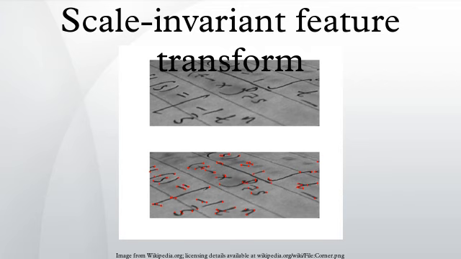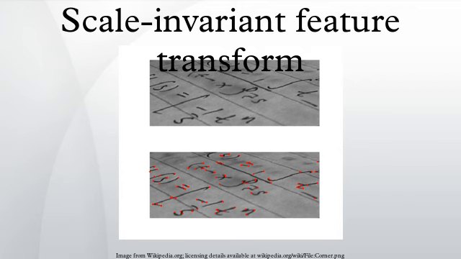The determination of consistent clusters is performed rapidly by using an efficient hash table implementation of the generalized Hough transform. Each cluster of three or more features that agree on an object and its pose is then subject to further detailed model verification and subsequently outliers are discarded. Finally, the probability that a particular set of features indicates the presence of an object is computed, given the accuracy of fit and number of probable false matches. Object matches that pass all these tests can be identified as correct with high confidence.